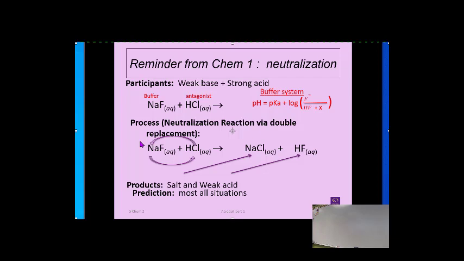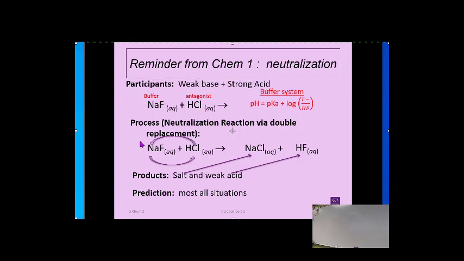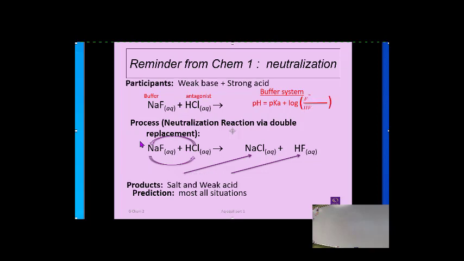So let's just say that I'm talking about using a buffer that has, you know, F minus and HF, right? That's a weak acid, that's its conjugate base. You with me? So then if I start to participate, I'm going to back up here a little bit just so you understand. So weak base, strong acid. So now what I'm going to do is attack it with a strong acid. Okay?